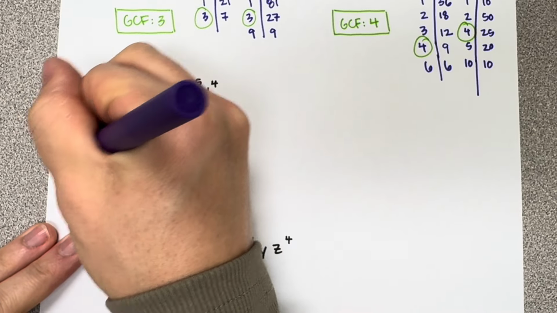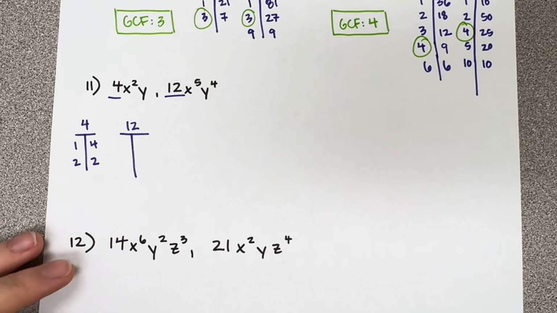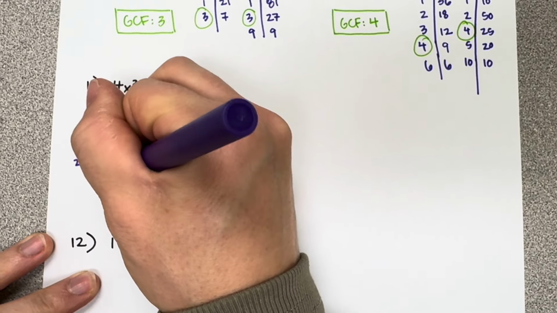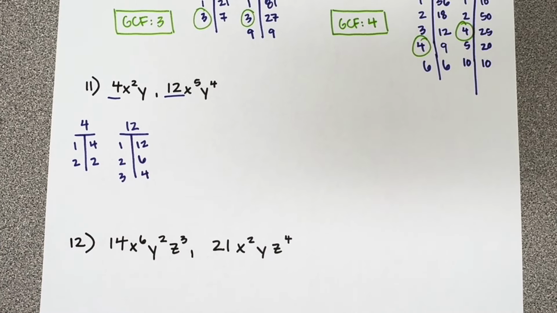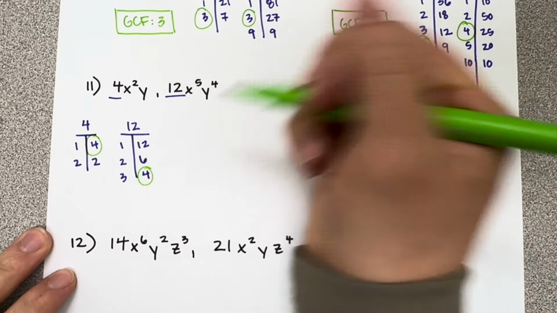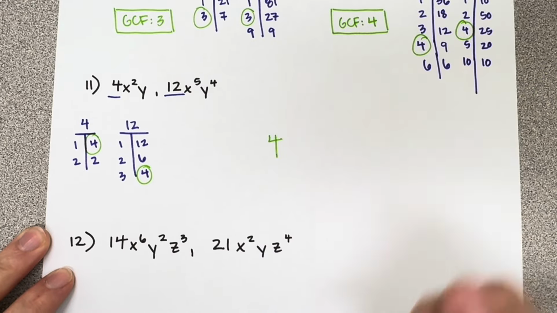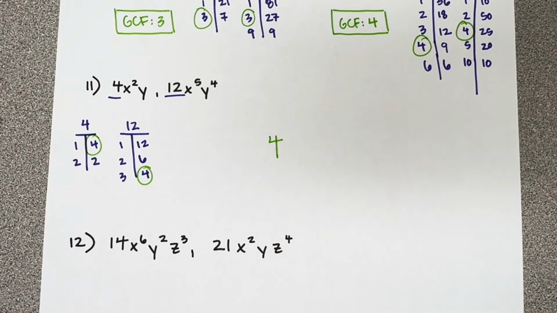Okay, so 1 times 4 and 2 times 2 are my only factors of 4. 12, 1 times 12, 2 times 6, and 3 times 4 for 12. Okay, well now I can find the greatest common factor, and that is going to be 4. Okay, so I know in my final answer, I'm going to have a 4. Okay, but now what I need to look at are my variables.